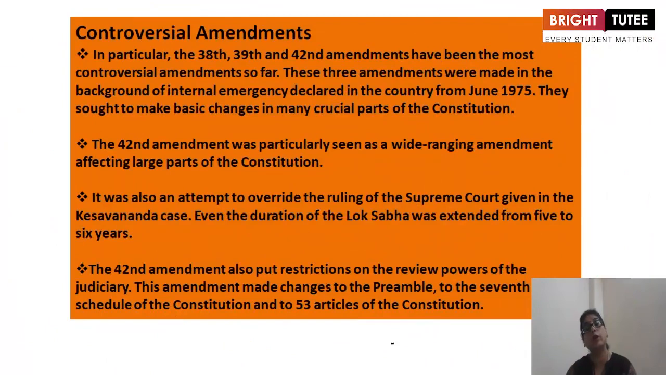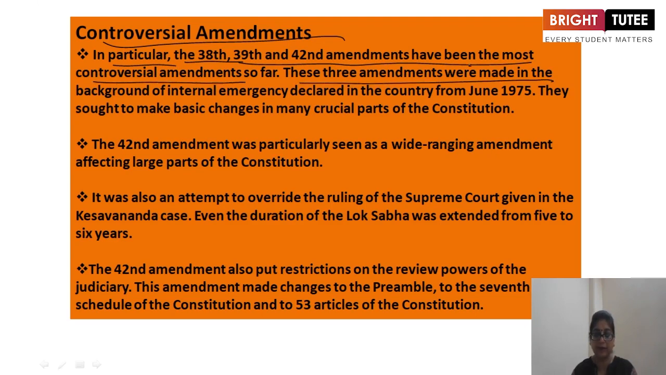Let's move to the controversial amendments. What are controversial amendments? Those which are full of controversies, that means which could have faced some problems. In particular, the 38th, 39th and 42nd amendments have been the most controversial amendments.